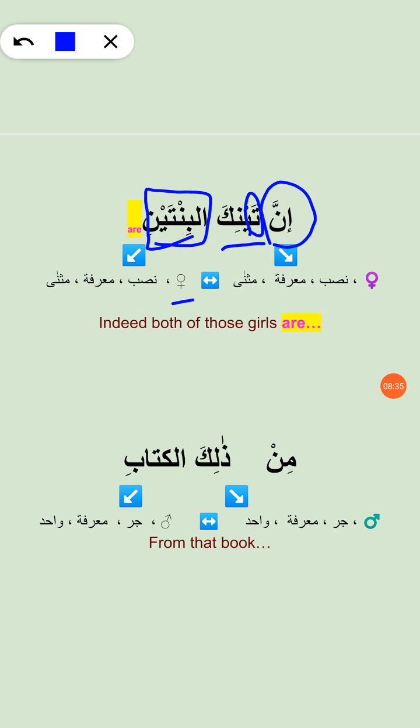So inna tainikal bintaini: indeed both of those girls are. Now it's those girls and not these girls. Why? Because tainika is the pointer for musharun ilayh that are far away. Otherwise it would have been hataini. Remember the ha sound for here objects, for the objects that are here.